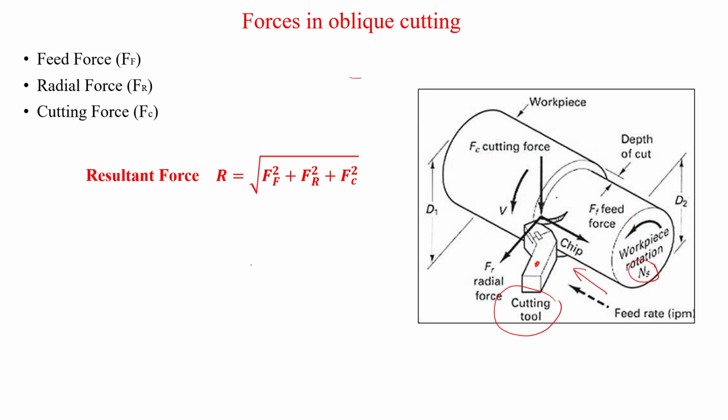This is straight turning. There is taper turning also, where you'll not get the diameter constant, like you are saying, the diameter is varying, right? Yes, sir. So here also the same forces will act: the feed force, the radial force, the cutting force. However, there can be changes in the direction of the forces. No extra force will be introduced.